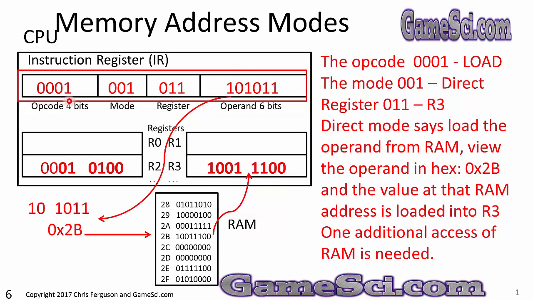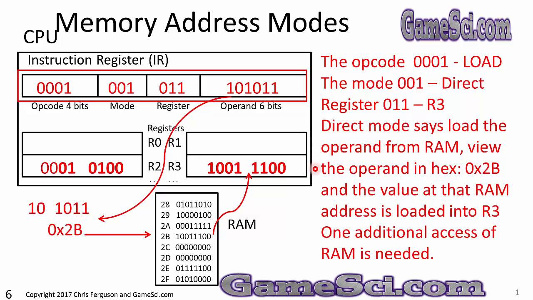Analyzing a different instruction, the 4 bits in the opcode 0001 are the load command. The mode bits 001 are set to direct. Use direct mode to access the operand. The register bits are 011. That says use R3. Direct mode says load the operand from RAM memory.